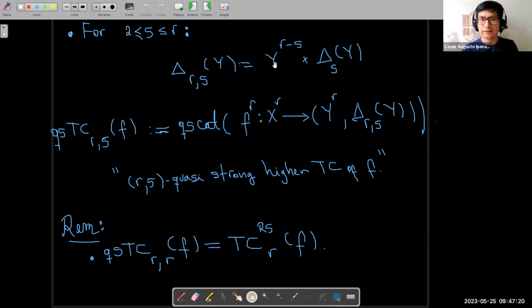This is Y^r times the (r minus s) diagonal. And we define the quasi-(r,s) strong hierarchy of F by the quasi-strong category for this map with respect to this subspace. A natural remark is when s equals r, that coincides with the Rudyak and Schwarz topological complexity.